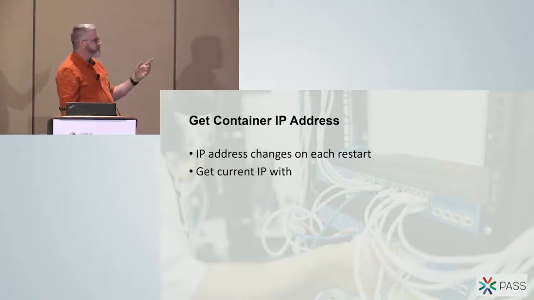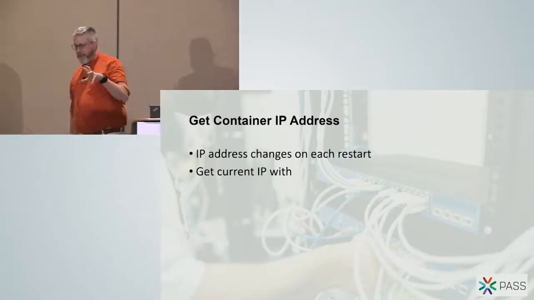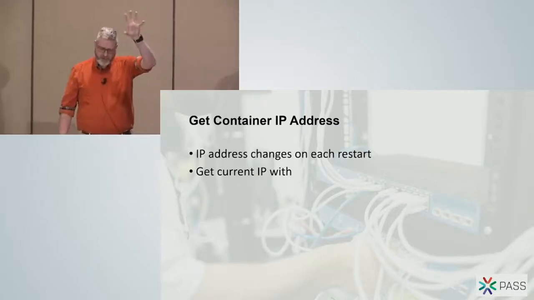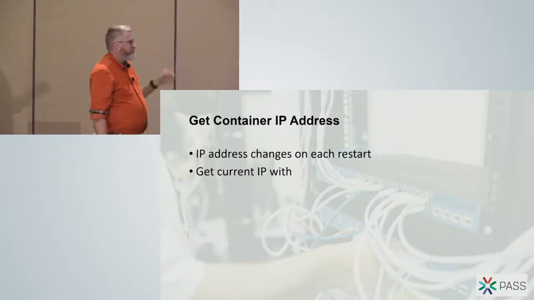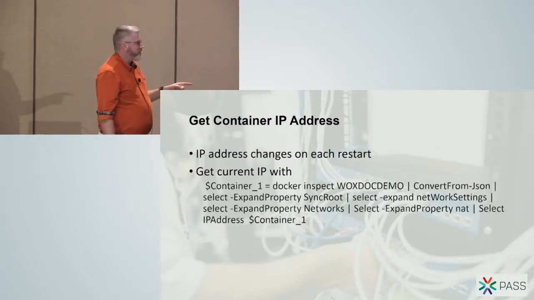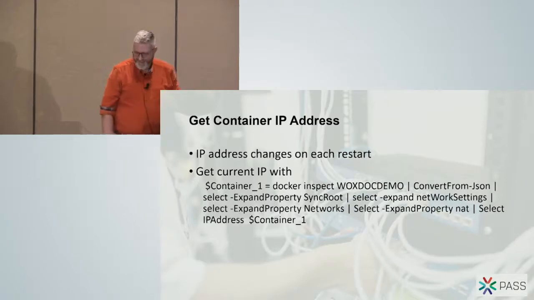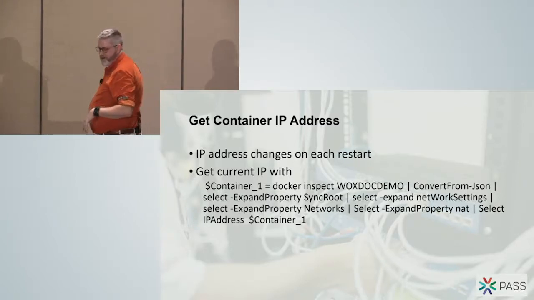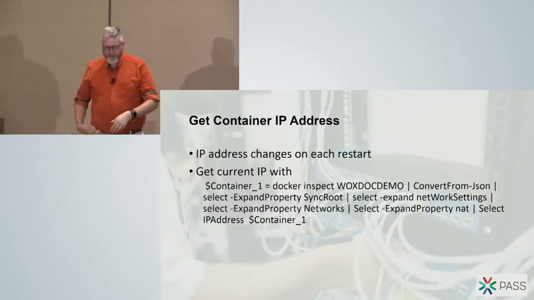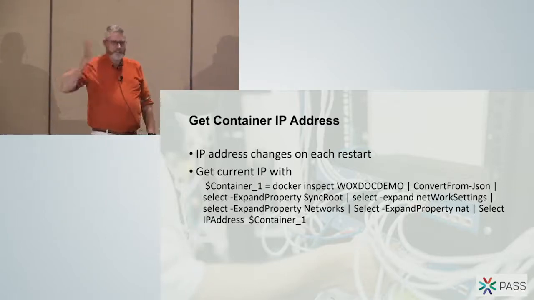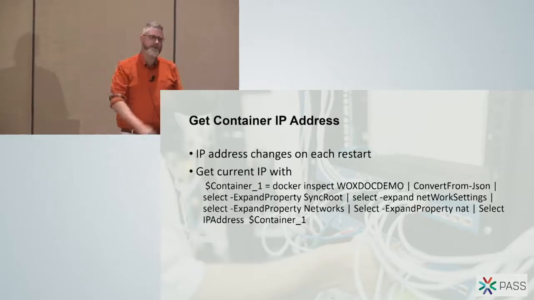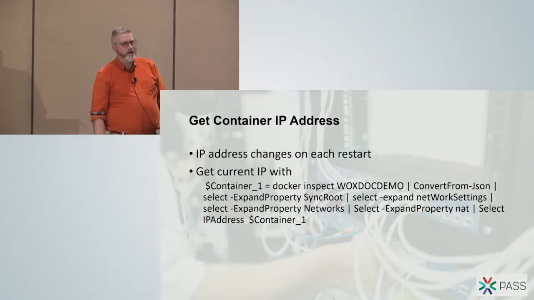So there's a bit of code to get the current IP and extract it out of that information, the JSON. You'll see why in a moment. And this is clunky. It's in the script, so you definitely want to copy paste. We'll set our variable. We'll do docker inspect of our container, and we'll go to ConvertFrom-Json and grab extended properties all the way down to select the IP address on this container. It's just easier to copy paste. Yay, copy paste.